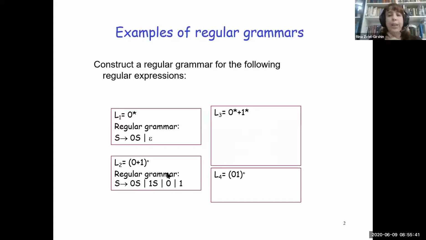Okay, L3 is 0 star plus 1 star. So we are talking about 0 star or 1 star. So basically the idea is relatively simple, that we can use S to move to a 0 production rule or to a 1 production rule.